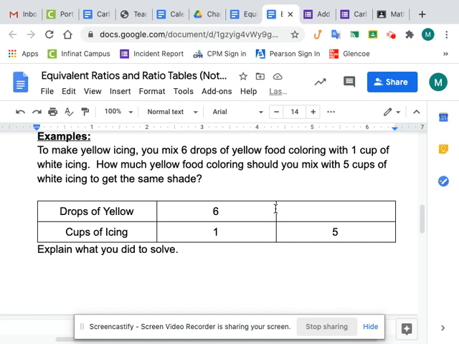Well, I'm looking here, and 1 up to 5. I know that I'm going to times that by 5, so I would do the same thing on top. So 6 times 5 is 30. To answer the question, how much yellow food coloring should you mix with 5 cups of white icing to get the same shade? It would be 30 drops. If I'm asking you to explain what you did to solve, you could just say times 5, okay? That would be enough of an explanation for me that you knew what you were doing to get your answer.